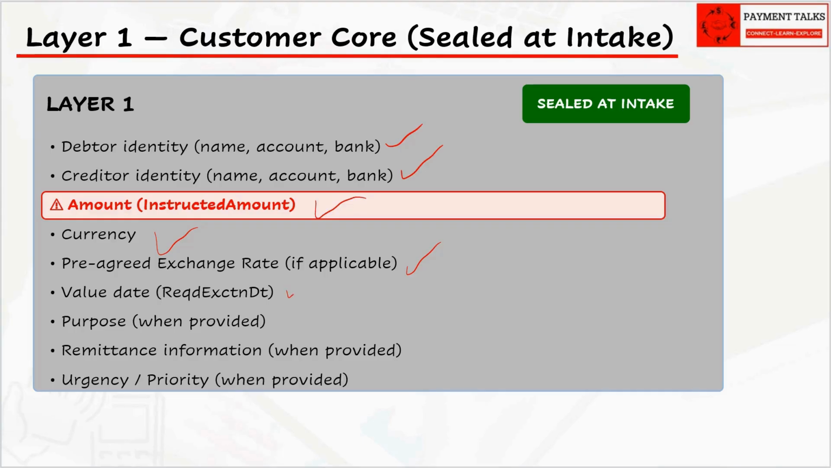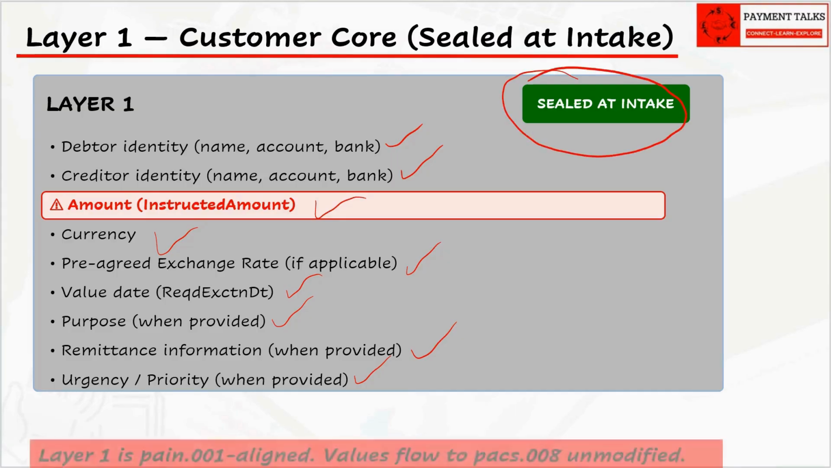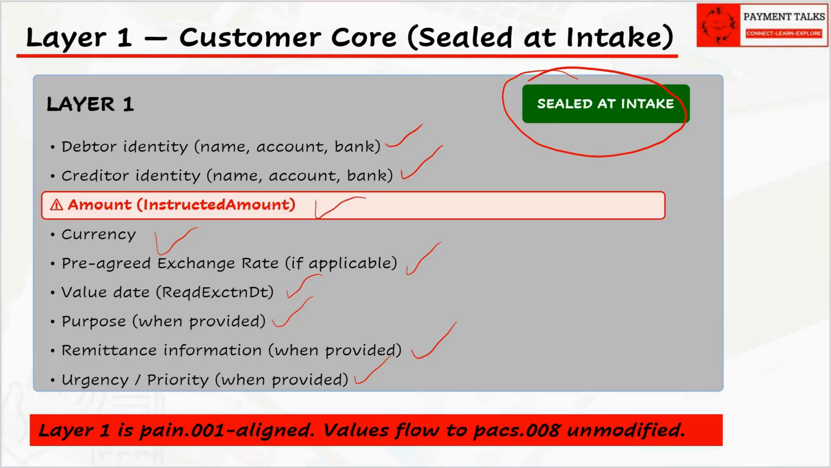Value date mapping to requested execution date. Purpose code when provided. Remittance information, invoice number. Urgency and priority when specified. All of these are sealed at intake. Layer 1 is a pass through to the PAX8. The values never change from this point forward.